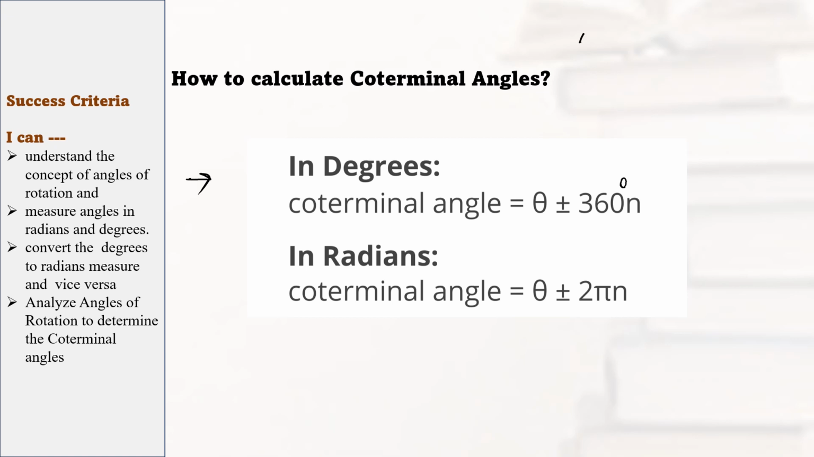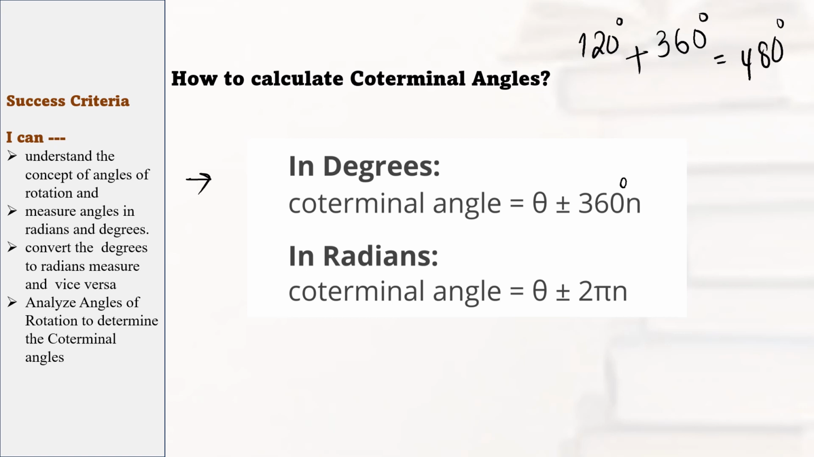So let's suppose I have 120 degrees. I want to find out two coterminal angles, one with a positive answer and one with a negative answer. So what I will do, I will just add the 360 to it. So what will I get? I will get 480 degrees.